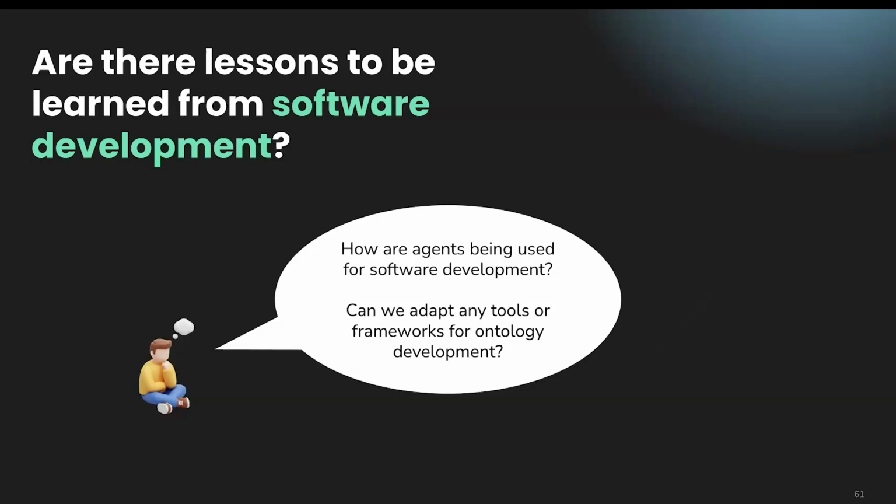But we might ask, are there lessons that can be learned here from software development? In many ways, there are parallels between software development and ontology development, particularly the workflows that we use with GitHub and checking out files and working on them locally. Maybe we can look at how agents are being used in software development and see if we can adapt some of those tools and frameworks for ontology development.